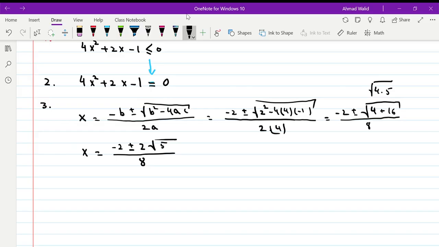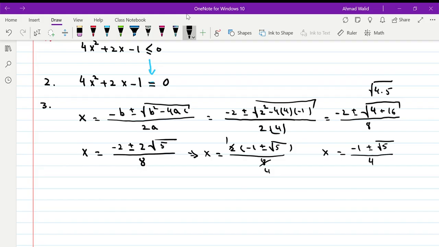If you want to simplify more, then you can say x equals, factor out 2. Correct? Then the inside will be negative 1 plus minus radical 5 over 8. Divide by 2, then the denominator becomes 4. Your two solutions are x equals negative 1 plus minus radical 5 over 4.